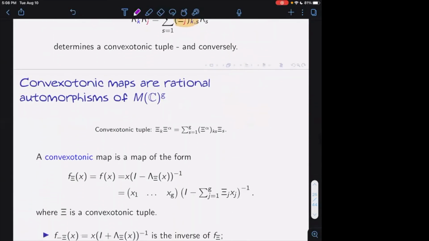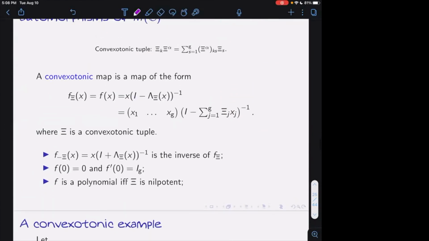And then a convexitonic map, where you build it from a convexitonic tuple by this sort of linear fractional expression right here. So here I wrote it out, expanded it out. So X, I'm thinking of X now as a row vector. And then of course, this guy is going to be a G by G matrix polynomial, or rational function, excuse me, in these variables X. And so that's what we'll refer to as a convexitonic map, anything of that form.